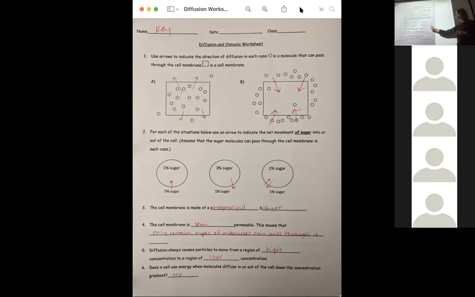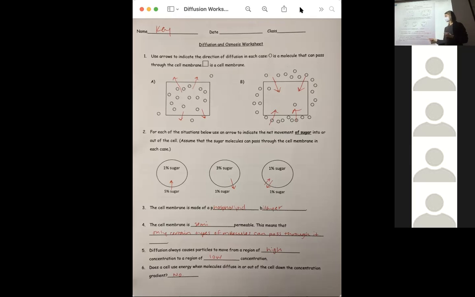Okay. Cell membrane is a phospholipid bilayer. You definitely want to remember that term and know what it means. The cell membrane is semi-permeable, or selectively permeable is another term for that, and that means only certain molecules can pass through it. I think most people got that. And here we go. So diffusion is where particles move from a region of high to low concentration. Osmosis is a little bit different. So we'll talk about that in just a second.